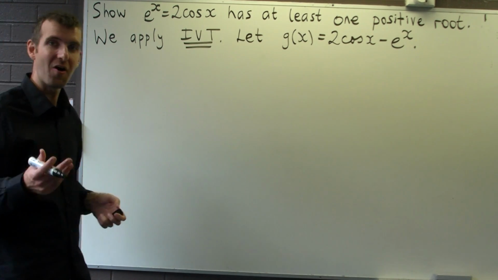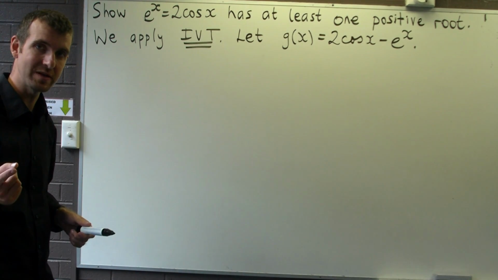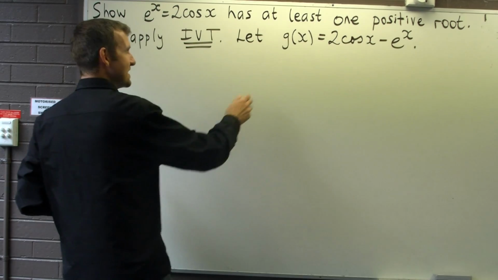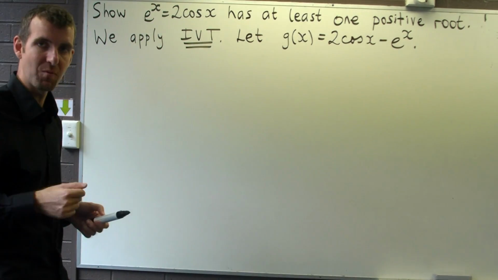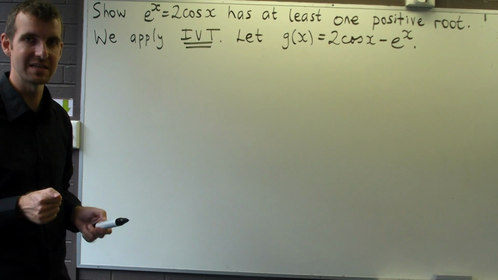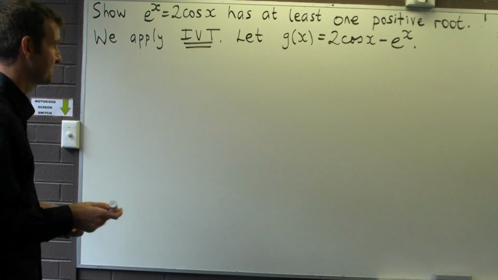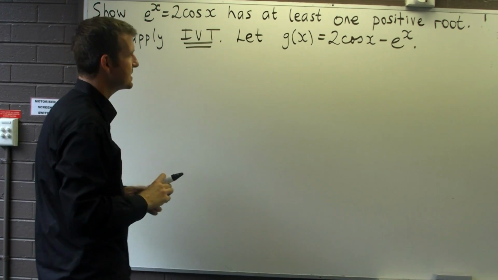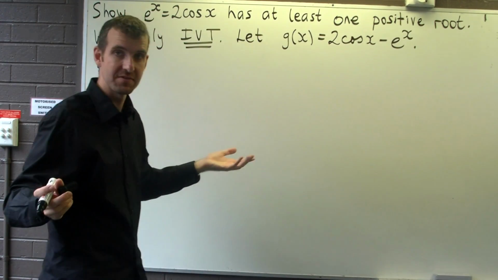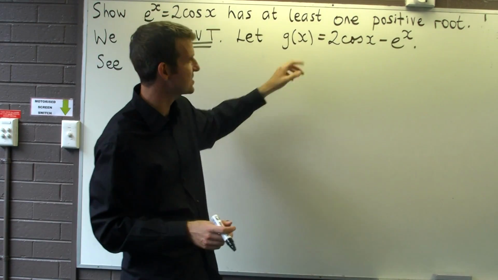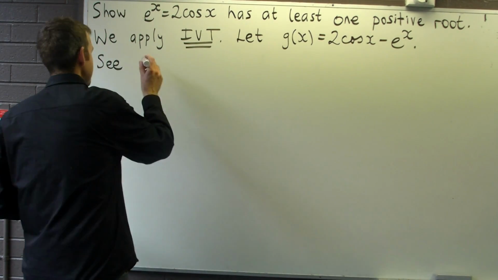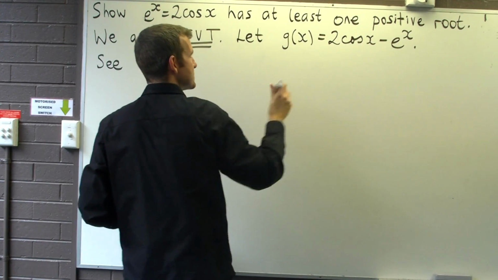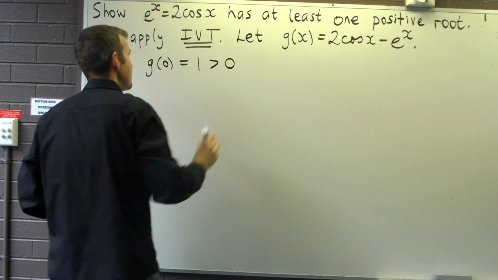Okay, now the IVT involves two things. It involves continuity, and it involves finding an interval where the function, in this case g, is positive at one end of the interval and negative at the other end of the interval. So let's choose that interval. So the first thing I'm going to do is choose a point that makes g positive. And the easiest way of doing that is just choosing x equals 0. So see, g of 0 is 2 minus 1, which is 1, which is a positive number.